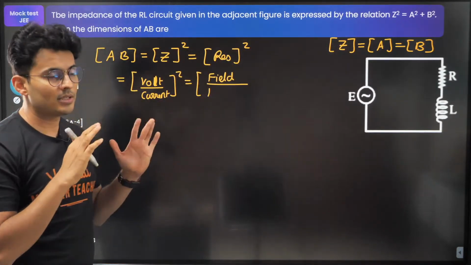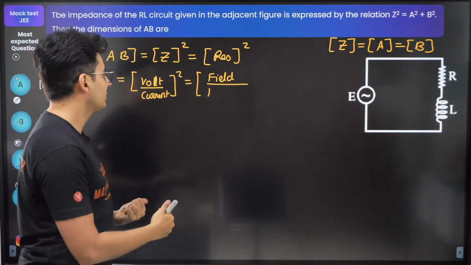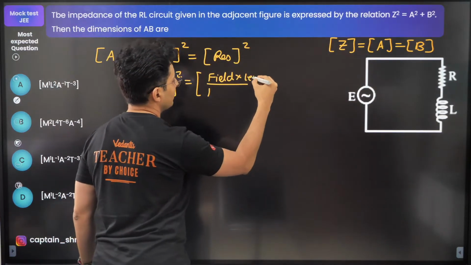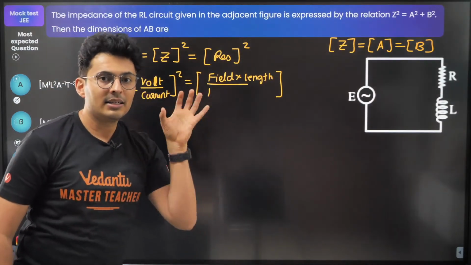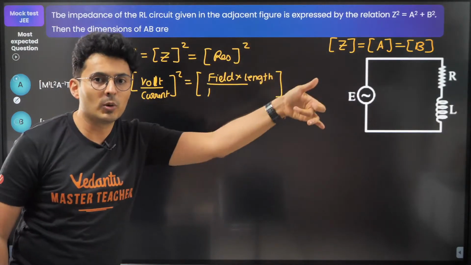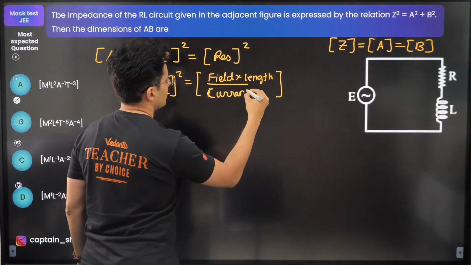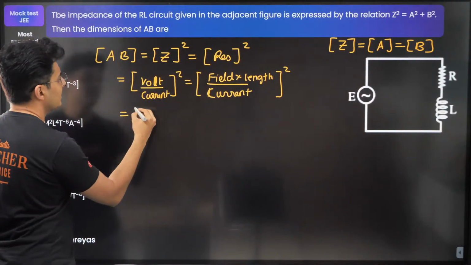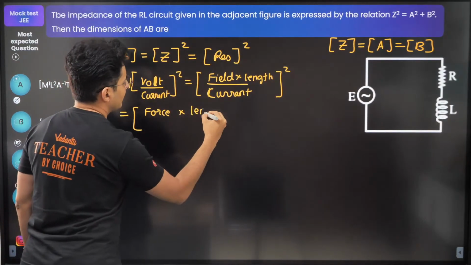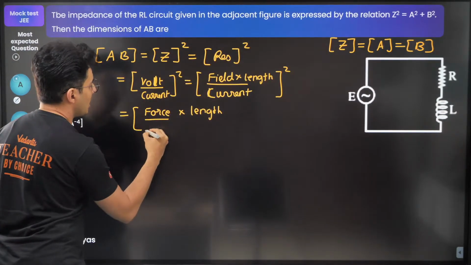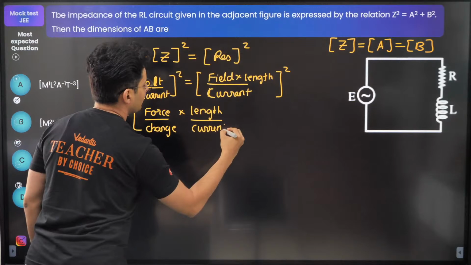Oh, sorry. Voltage is not field per unit length. Field is volts per meter. So it is field into the length. Think about it, because E is dV by dr, dV is E dr. So it is field into length dimension. So current will come over here as follows. This is square. Field is nothing but force per unit charge, and this is length as it is, and this is current as it is.